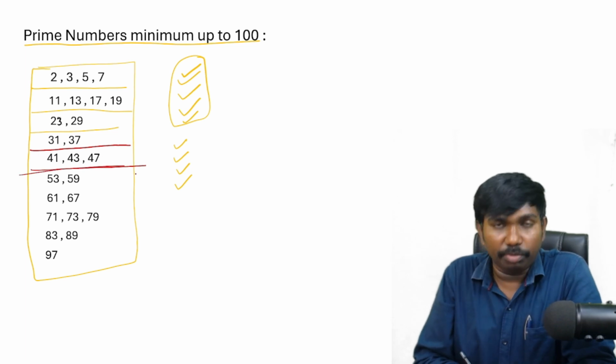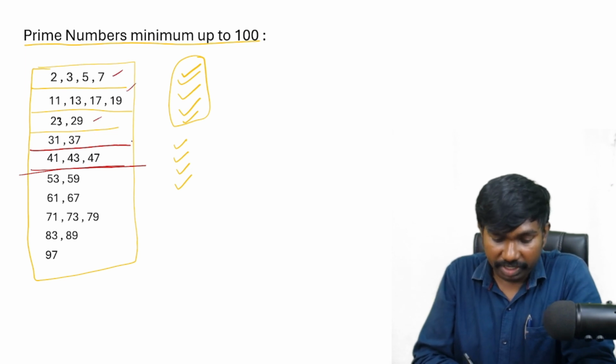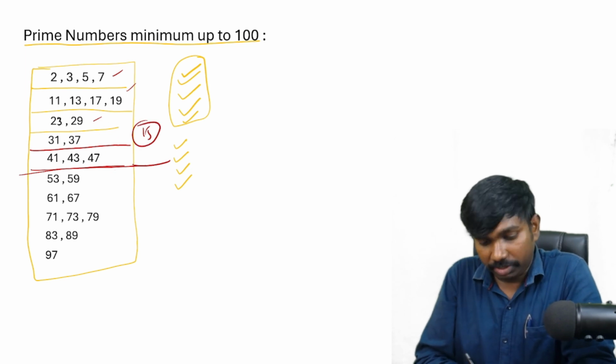In first 50, how many prime numbers are there? If you count: 4, 4, 2, 4, 4, that is 8 plus 2, 10 plus 5, 15. 15 prime numbers are there in first 50 natural numbers.